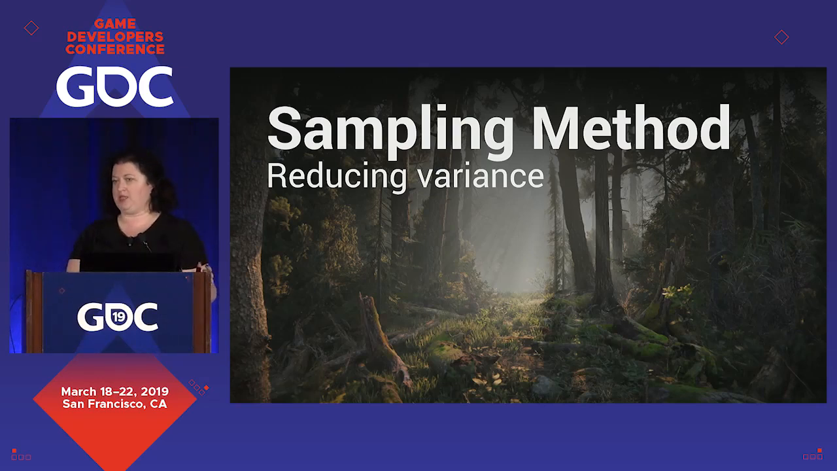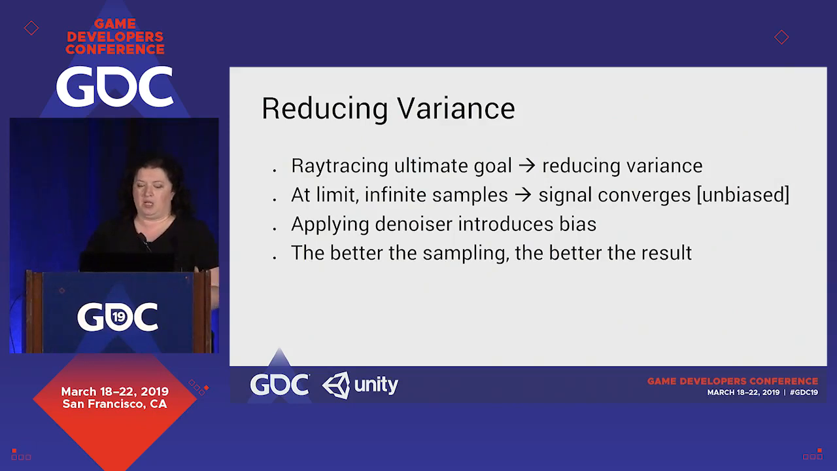So next we're going to touch on sampling. How do we approach reduction of variance? Ultimately, everything is related. In the limit, essentially, if we take an infinite number of samples without any denoiser, the signal converges, and our result is unbiased. That's, of course, the holy grail. But as we can imagine, it's not real time. That's hours per frame in an offline renderer.